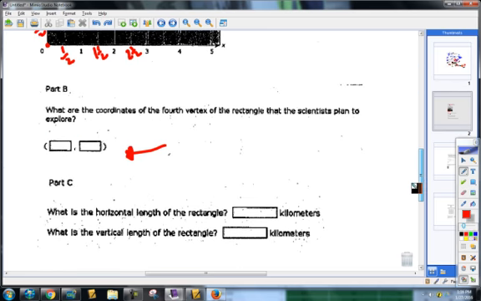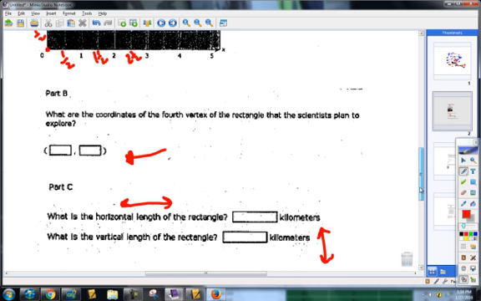Okay, part C. You then need to find the length and the width, horizontal length or the vertical. So this is basically saying how long is it this way. This is saying how tall is it essentially, or how tall is it vertically up and down.